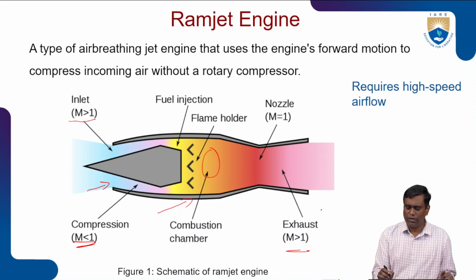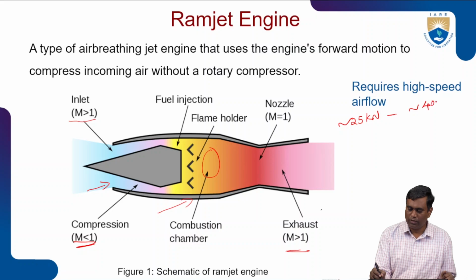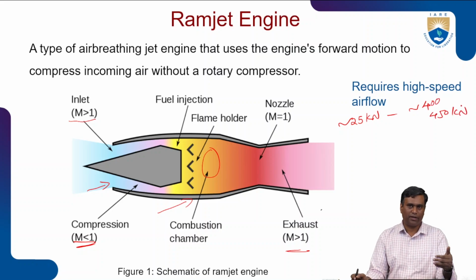That is, up to thrust generation, you can expect from a ramjet engine from around 20-25 kilonewtons to approximately 400 or 450 kilonewtons of thrust from these types of supersonic engines, ramjet engines.